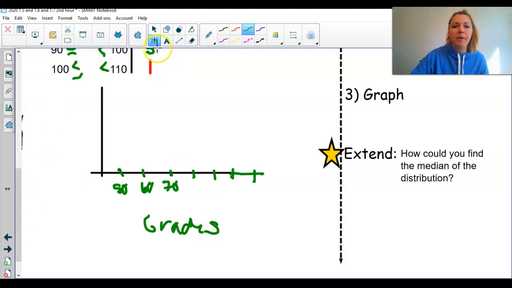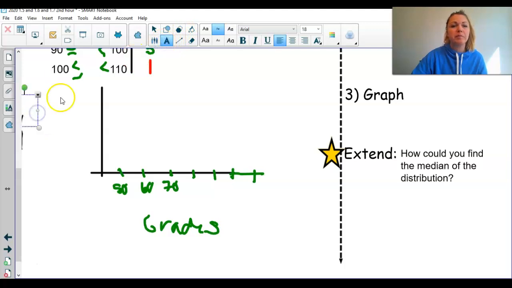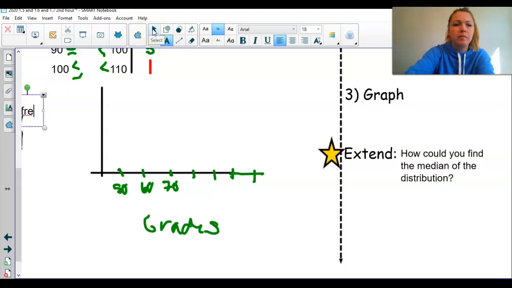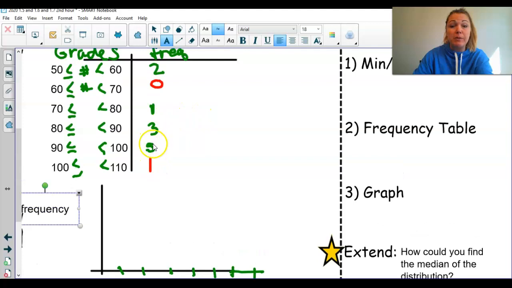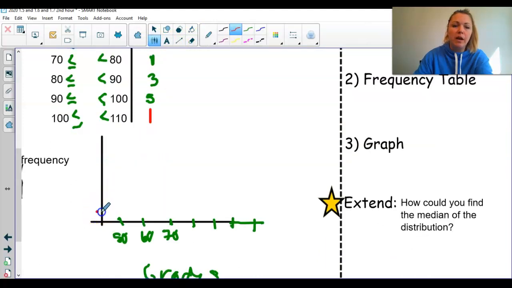Okay, and then I'm going to put counts over here, or frequency. I think using my mouse might be better. So when I'm looking at the frequency, I'm going to say my maximum frequency was 5, my minimum was 0. So I'm going to go by ones. 1, 2, 3, 4, and 5.